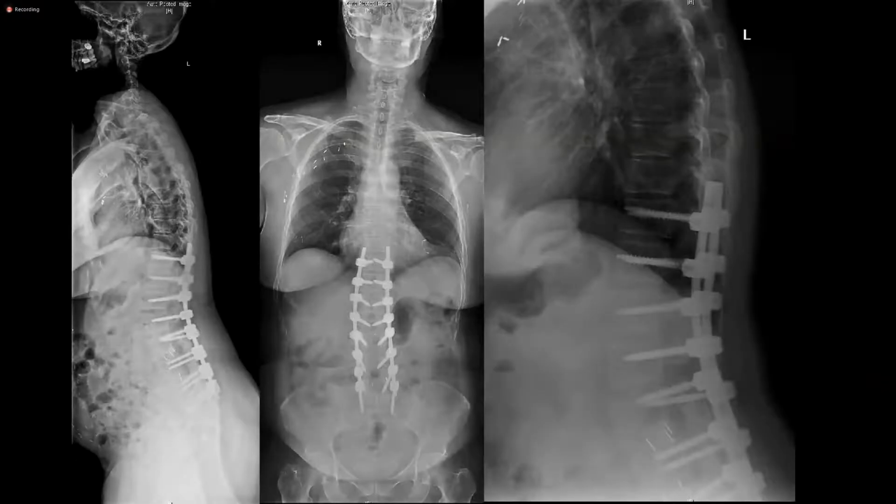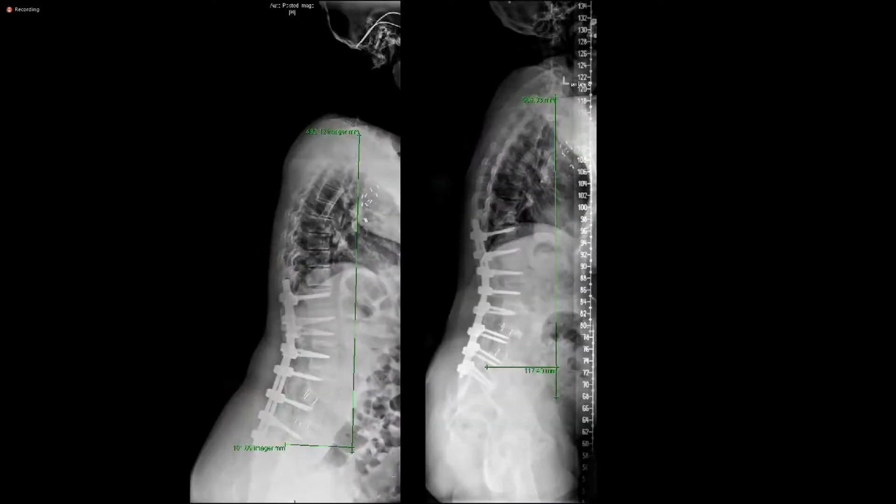And the second case is a 70-year-old female. She had T11 to S1 fusion in 2013 and did well for three years, until 2017. And as you can tell, the SVA was about 100 millimeters positive before PJK happened and was about 117 millimeters after PJK. So she had twofold symptoms: mid-back pain and sagittal imbalance.